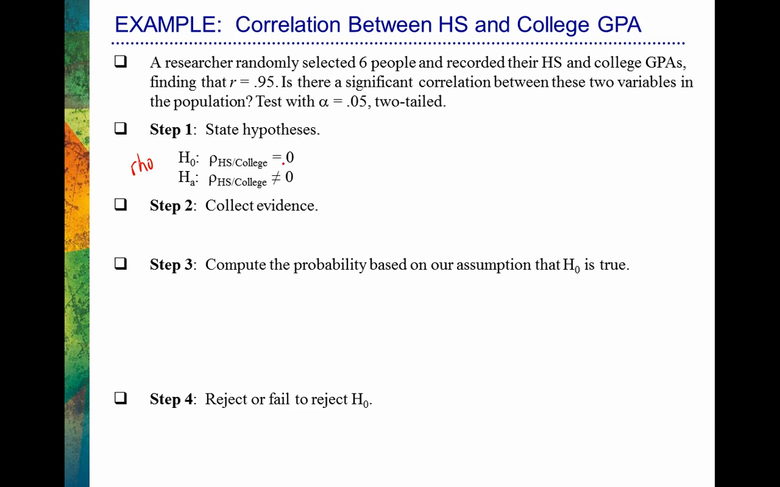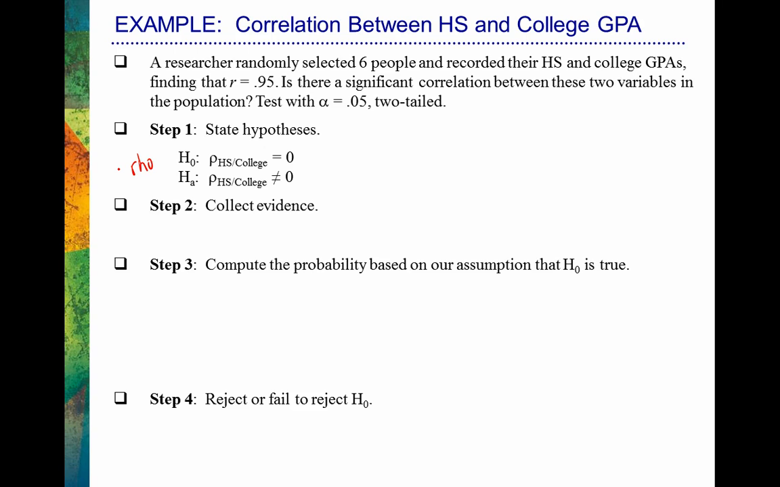Remember, 0 represents no relationship. If we're doing a two-tailed test here, then the alternative hypothesis is that the population correlation between high school and college GPA is something other than 0. So it might be positive, it might be negative, but it's something other than 0. Remember, two-tailed tests are really the most common type of test done, because if theoretically your results can go in either direction, you should probably be doing a two-tailed test.